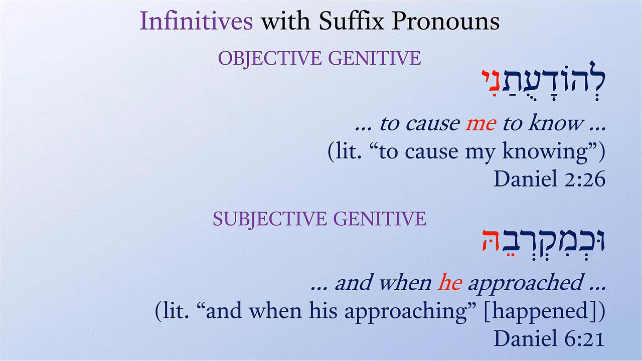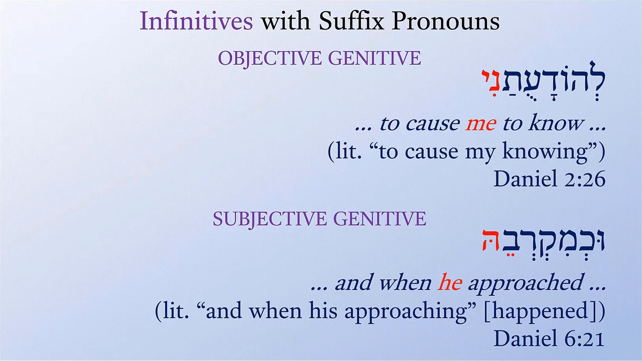Not the same is the case on the bottom, the so-called subjective genitive reading of attaching the suffix pronoun to an infinitive. Look at that. And when he approached. Okay, so you have the qof resh bet verbal root, and then the tsere, and then the he with the mappiq, designating the third person masculine singular suffix pronoun. So literally it's and when his approaching happened. I'm supplying the happened idea.